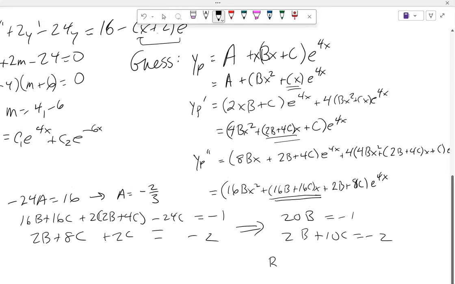All right, so we get b is negative 1 over 20. That gives me negative 1/10. When I put that in here, that gives me negative 1/10 here. Add it to the other side, I get negative 19/10. Divide by 10, I get negative 19 over 100.